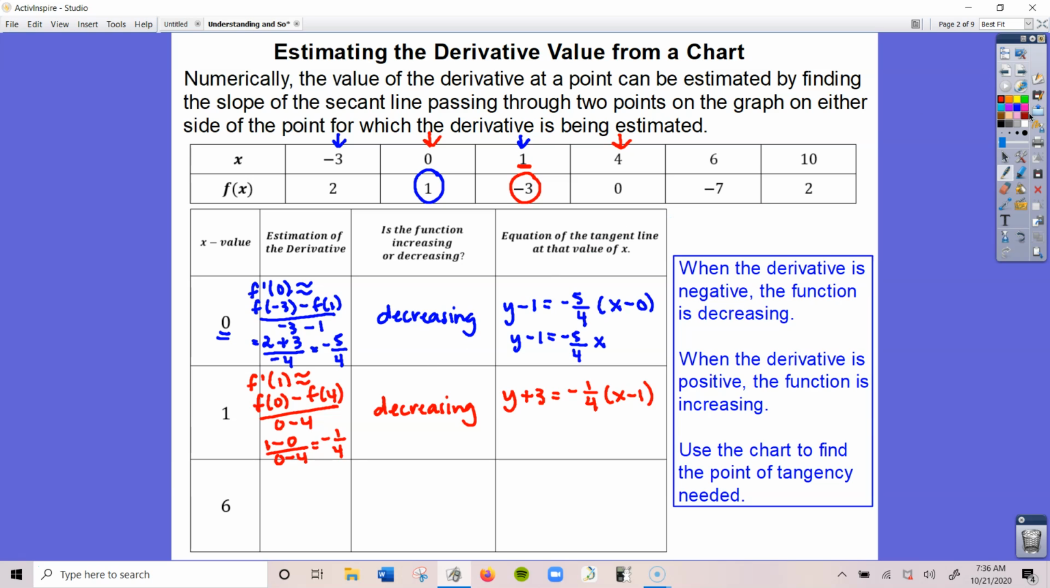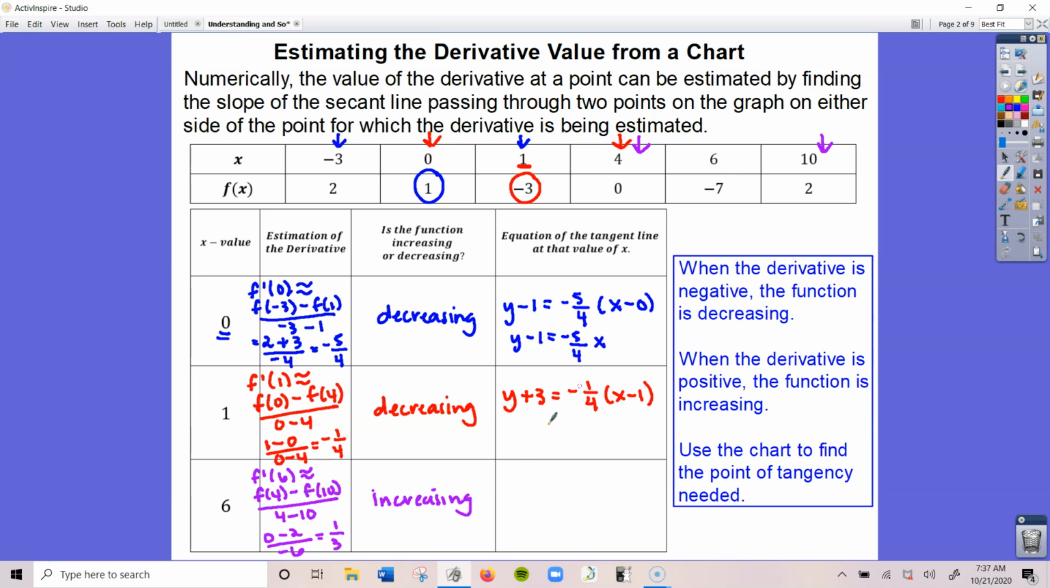Now for our last one, we're going to estimate f prime of 6. So here we go. F prime of 6 is approximately, so now we're going to use f of 4 and f of 10. So f of 4 minus f of 10 over 4 minus 10. F of 4 is equal to 0 minus f of 10, which is 2, over 4 minus 10, which is -6. So -2 divided by -6 is a positive 1 over 3. So since my slope is positive, that means that my function is increasing.